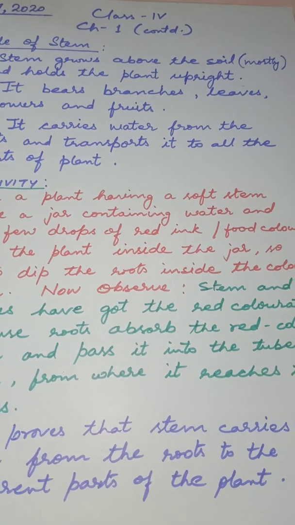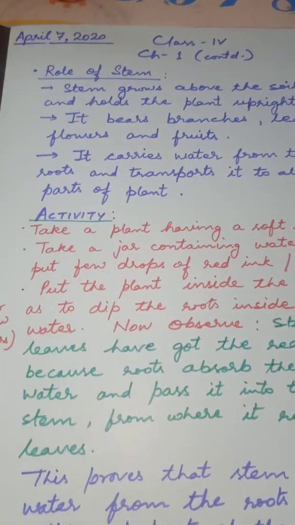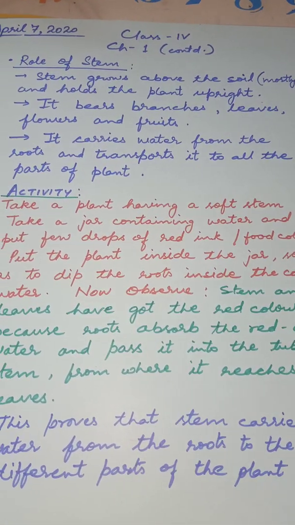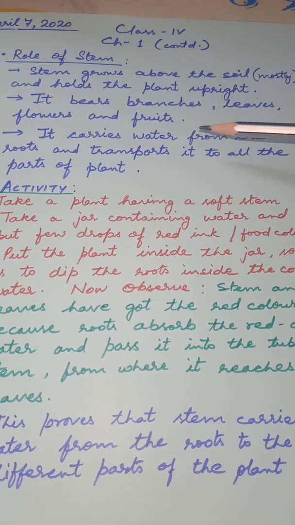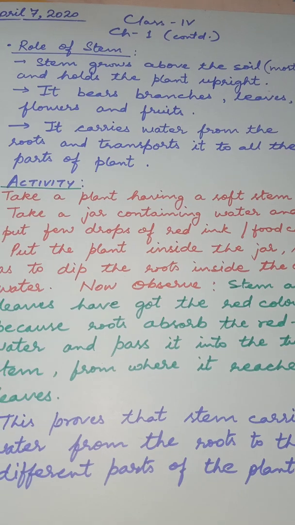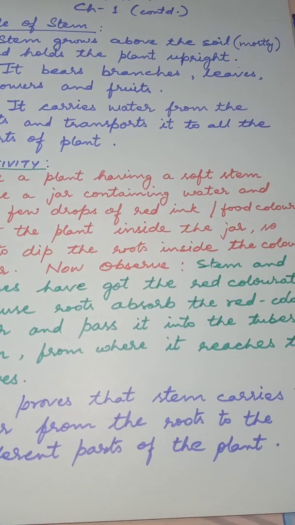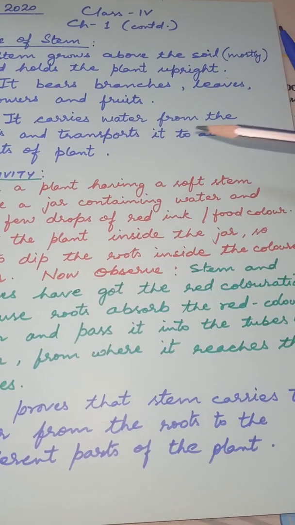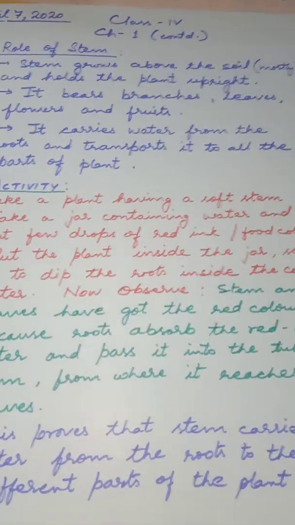Understood, children? So let us recap the role of a stem. First, function of the stem is it holds the plant upright. Second is it bears branches, leaves, flowers and fruits. And the third, that is very important, is that it carries water from the roots and transports it to all other parts of the plant.